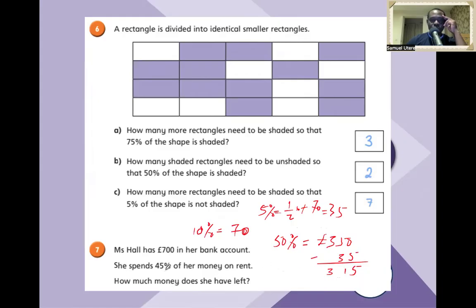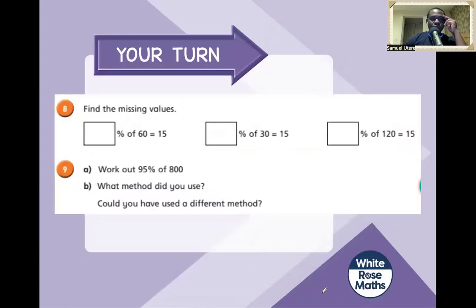So if she spends 315, sorry, I made a mistake. So what she has left will be 700 minus 315. And then you solve this, you get your answer. All right. Pause the video and answer questions 8 and 9 in 3 minutes.